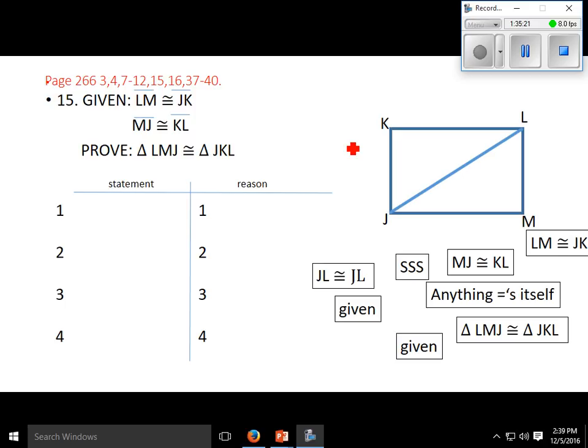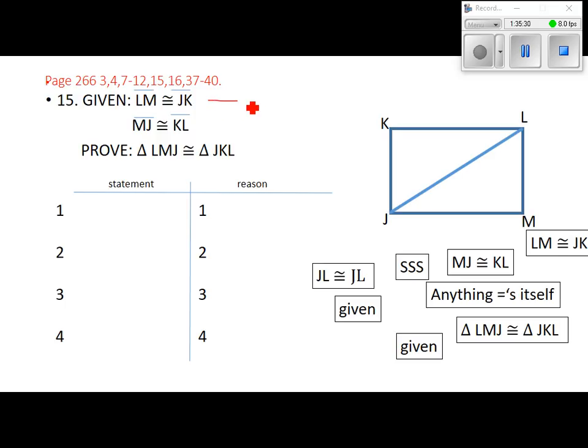Alright, problem 15 on page 266. I'm looking at the given information here. Segment LM is congruent to segment JK. LM is this segment, JK is this segment. That's a pair of sides in our two triangles. Segment MJ is congruent to segment KL. That's a pair of sides in our two triangles. And then that's all the given information. We don't have any more given information, so I gotta come up with something on my own.